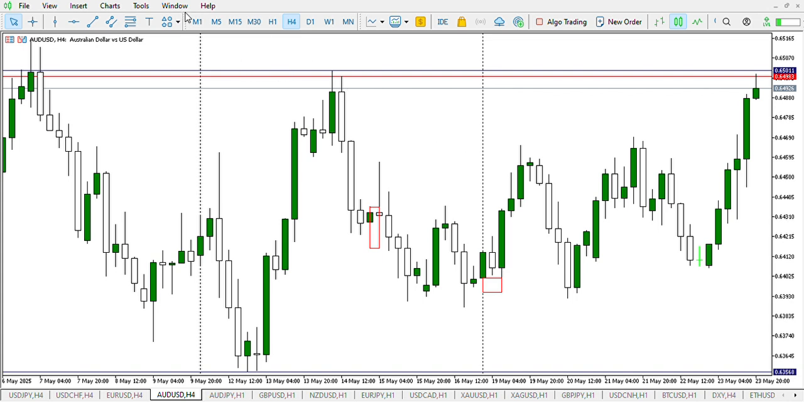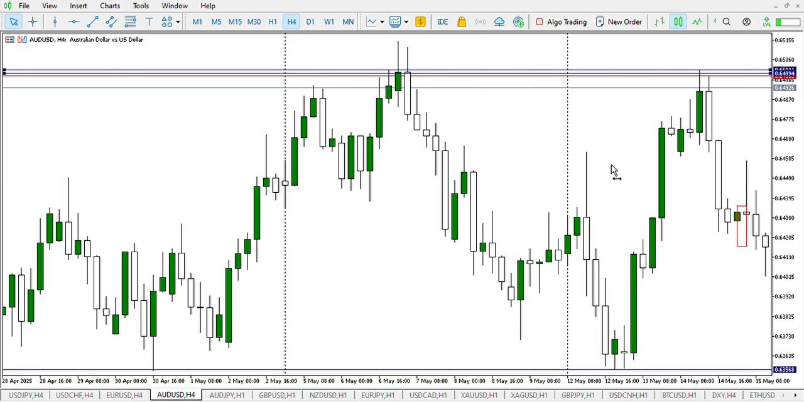We have a key resistance right here, and right here we also have another key resistance. You can see that the buyers are making great attempts to break this resistance to create new highs.